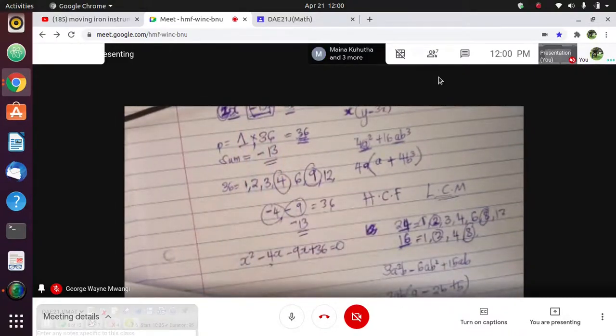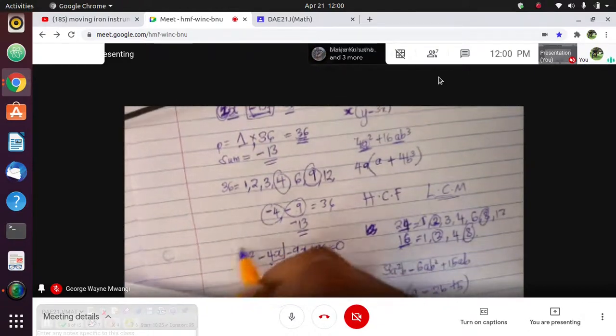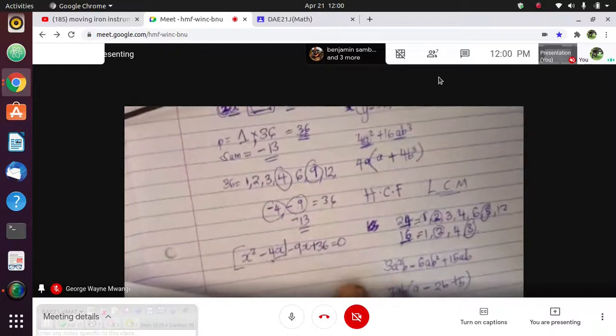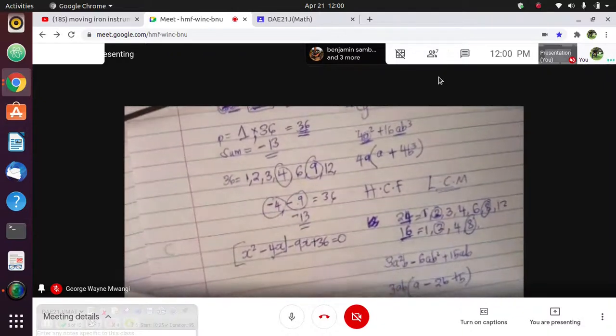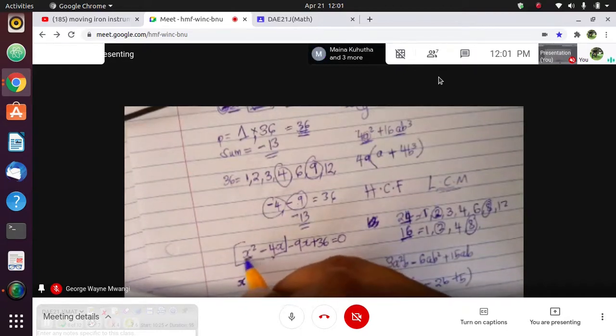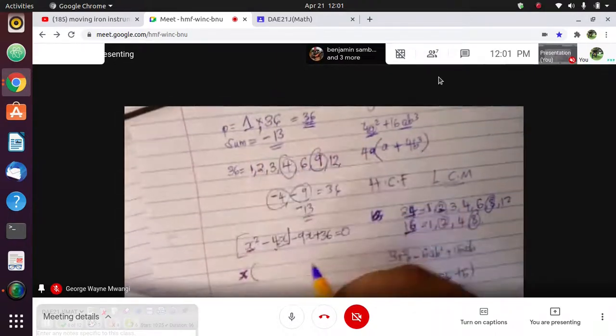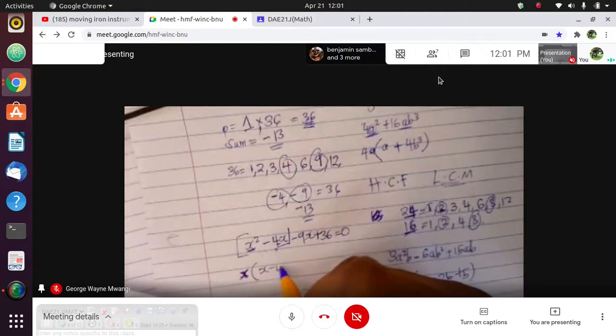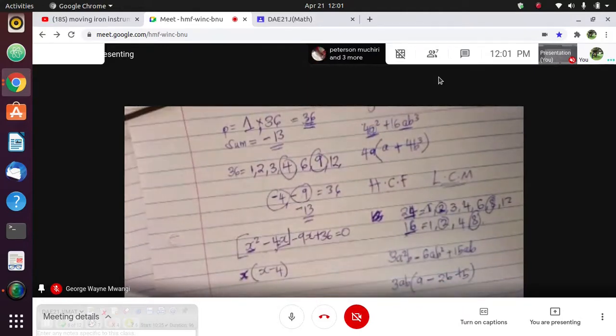Yeah. Now, let us factorize. We will take these first two terms and factorize. Now, what is the common factor? Hapa, x. Nimetoa x nje because x is common in x squared and 4x. So when I remove x, nabaki na ngapi? x minus 4. Are we together?